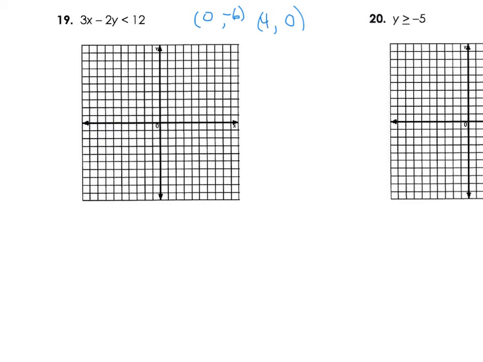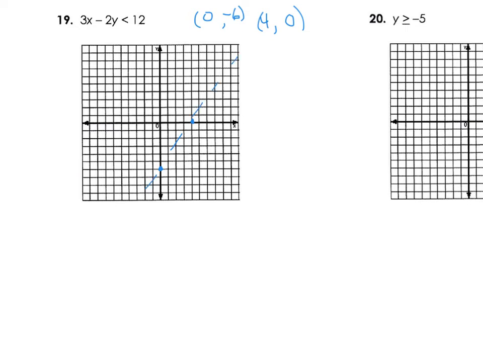So I'm using my intercepts. If I go over 0, down 6, it would be about right there. And then over 4, up 0. And then this would be my line, and it would be a dashed line.